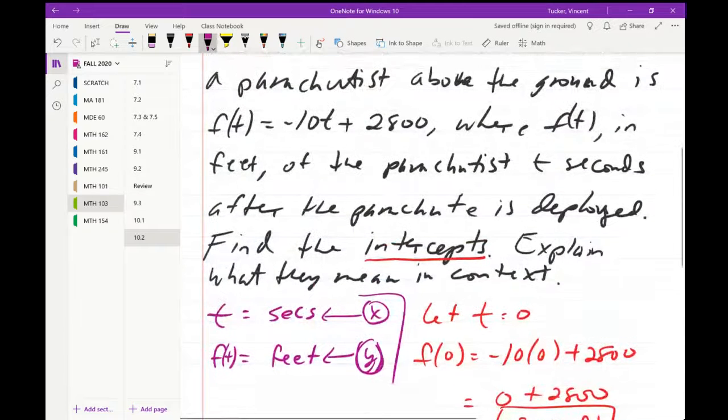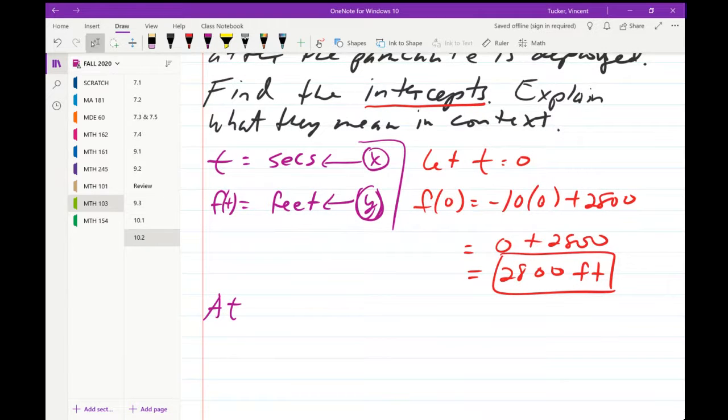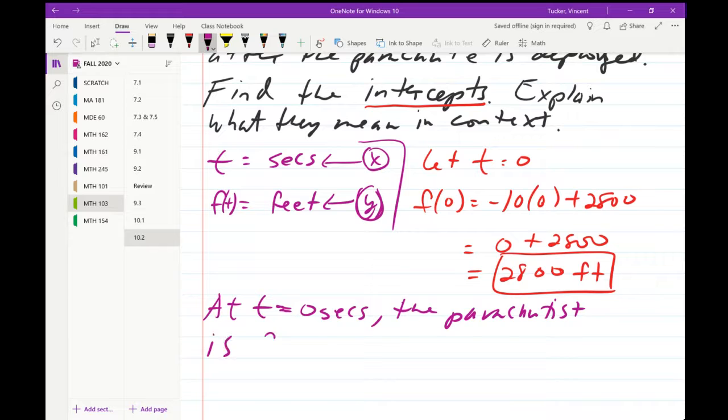And remember, if you go back to what the problem says, T represents seconds after the parachute is deployed. So right when the parachute is deployed is 0 seconds. In other words, no time has passed. So at T equals 0 seconds, the parachutist is 2,800 feet in the air. No time has passed from the time he or she has opened the parachute. Once the person opens their parachute, the seconds start ticking and the height begins to decline.